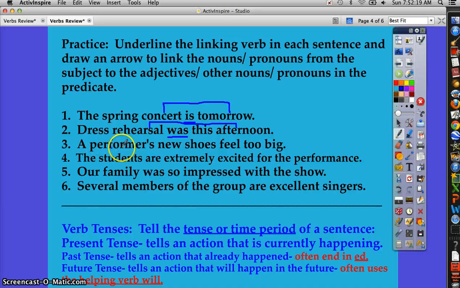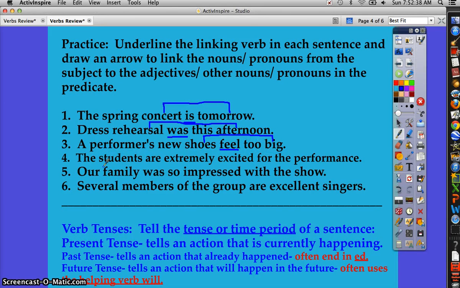A performer's new shoes feel too big. Feel would be the linking verb this time. What feels what? The shoes feel big. So we're going to link shoes to big this time, not to, just to big this time, because to is describing big actually in that sentence.